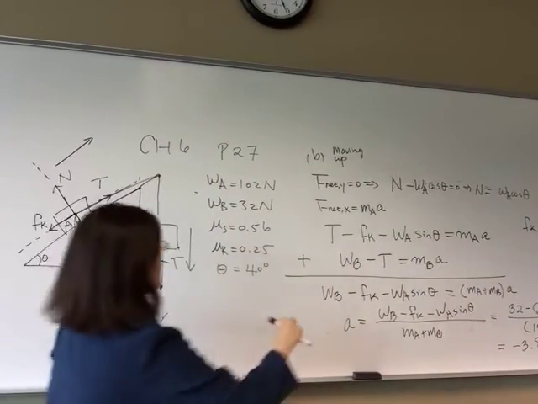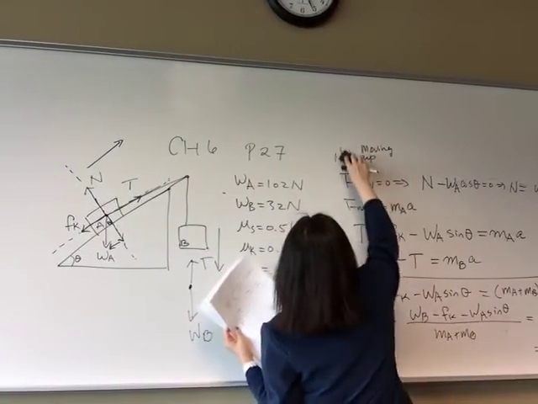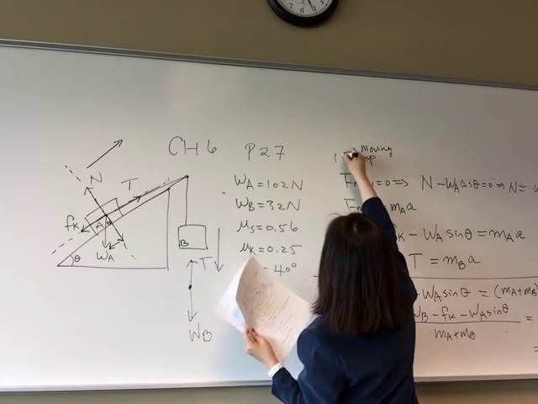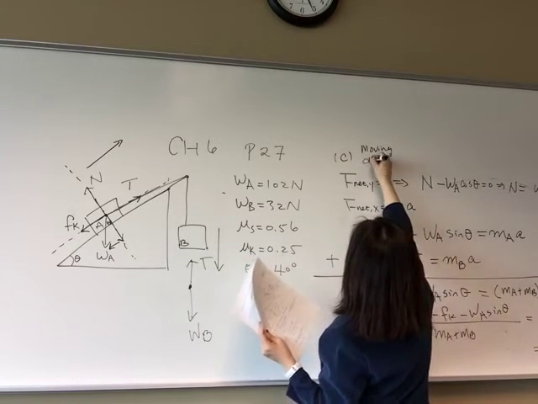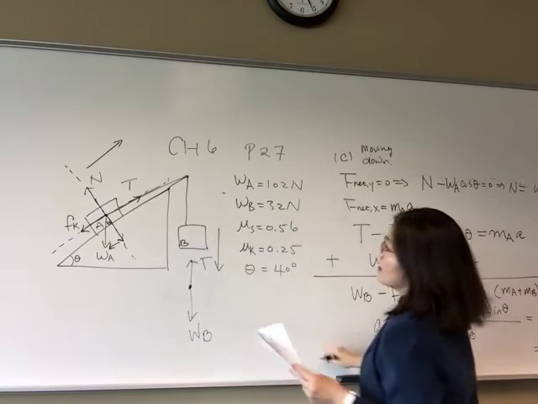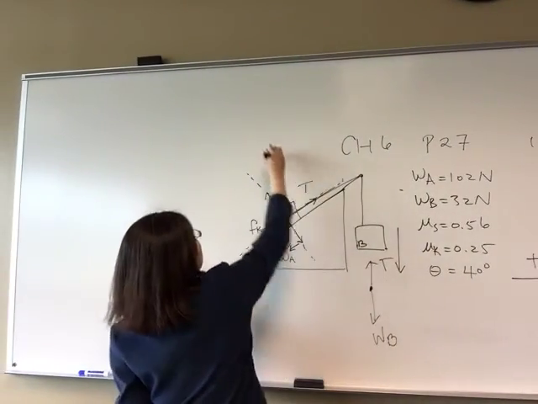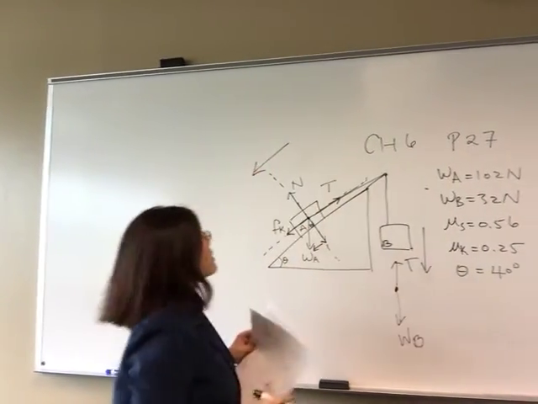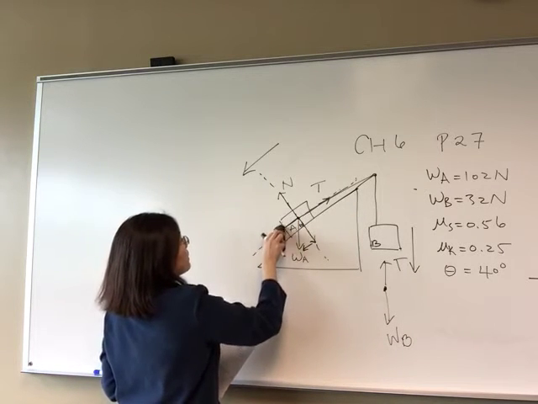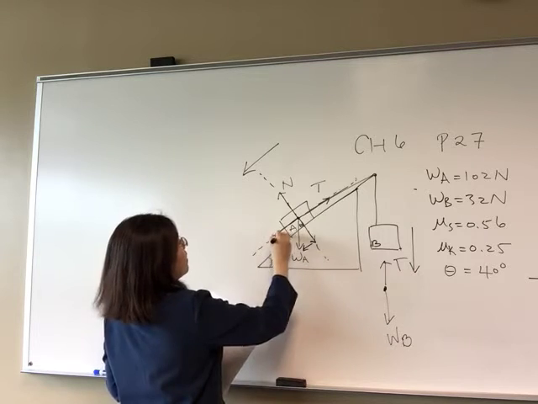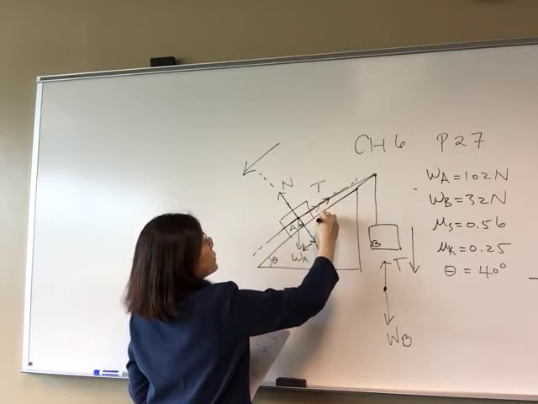Okay, so now let's move on to part C. When it's moving down initially, this is the direction of motion. So your Fk will have to change sign, because now the motion is downward. So now your Fk is in this direction. So this is your Fk.